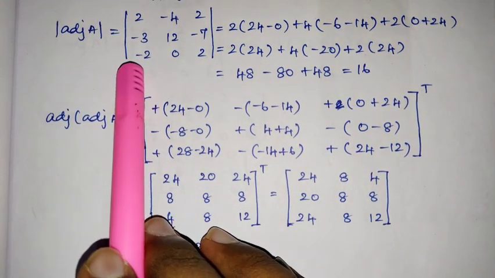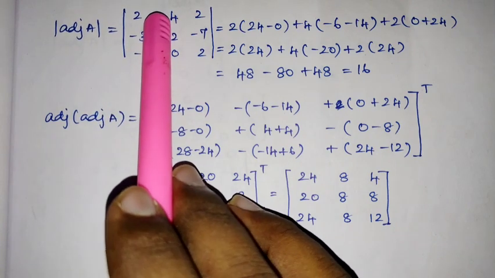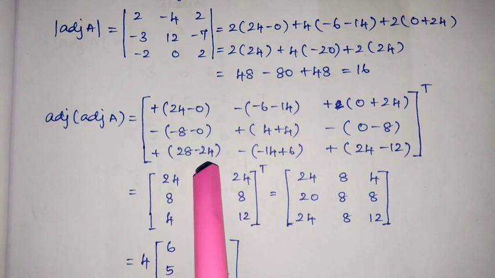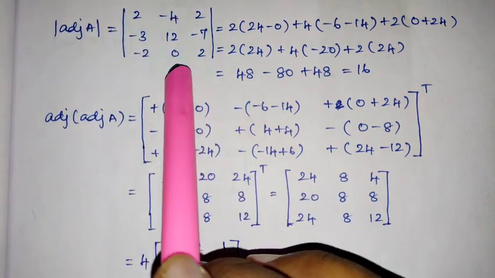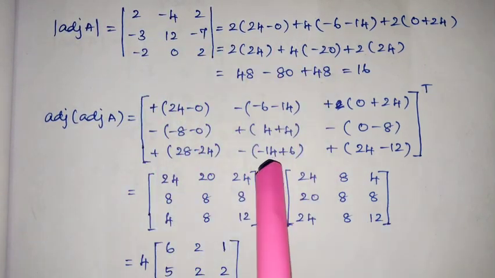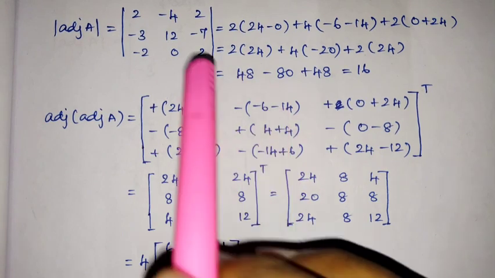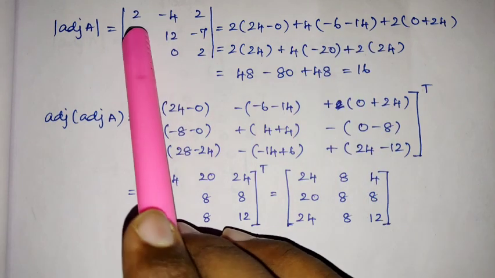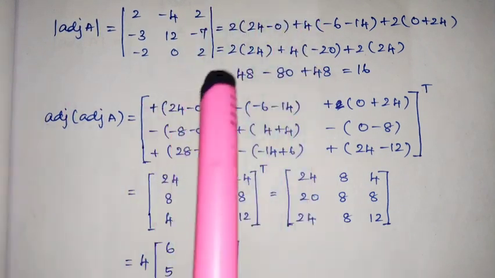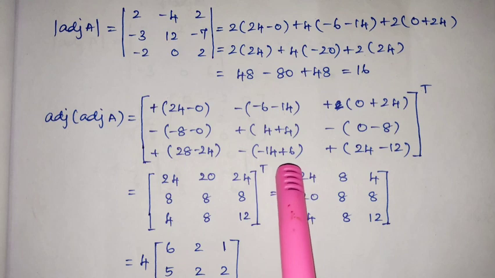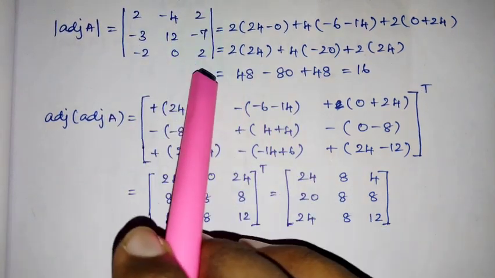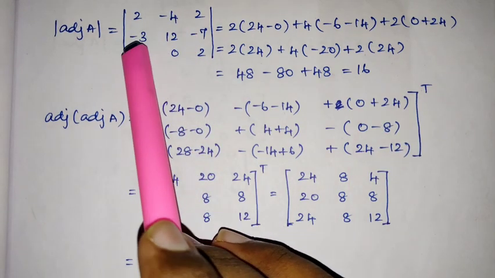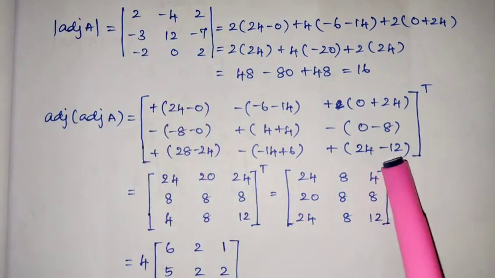Then third row first element, leave the row and column. Minus 4 into minus 7 is 28, minus 12 into 2 is 24. Then second element, leave the row and column. 2 into minus 7 is minus 14, minus 3 into 12 is, minus 3 into 6 is minus 6, so it is plus 6. Then the third element, leave the row and column. 2 into 12 is 24, minus 3 into 4 is minus 12.